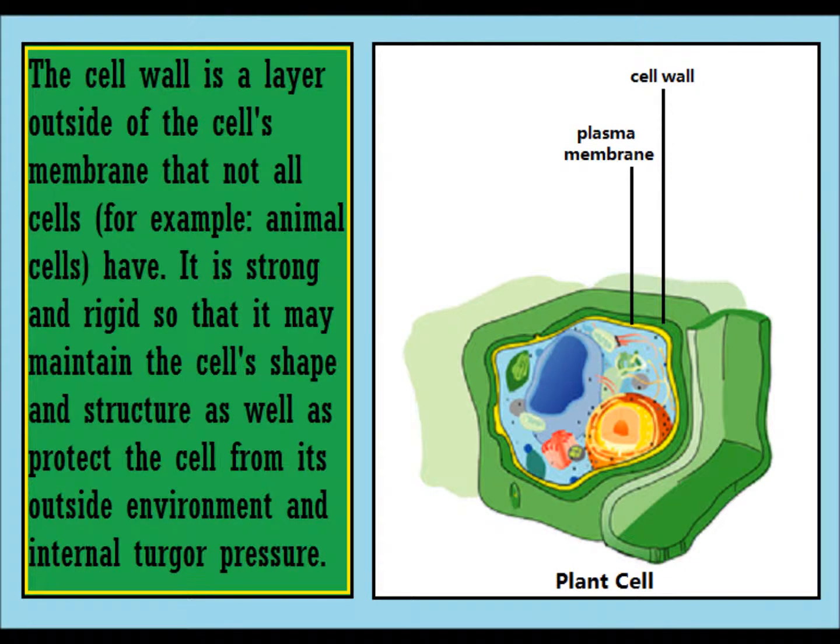The cell wall is a layer outside of the cell's membrane that not all cells, for example animal cells, have. It is strong and rigid so that it may maintain the cell's shape and structure as well as protect the cell from outside environments and internal turgor pressure.